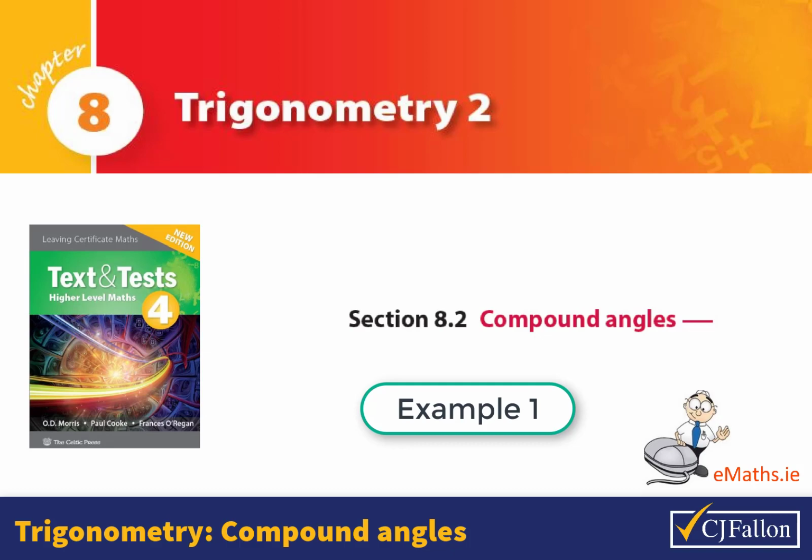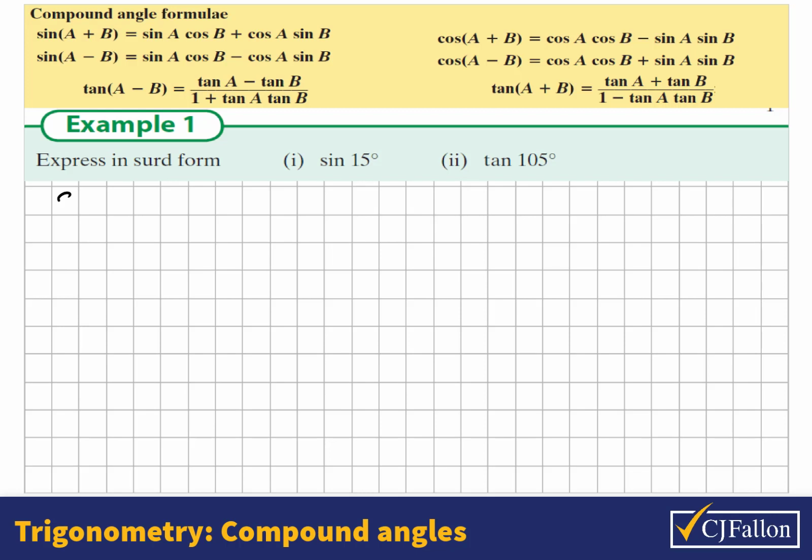Compound angles, example 1. We're asked to express in surd form sine 15 degrees. We don't know sine 15 degrees by heart, but we do know the angles 60, 30 and 45. We could write sine 15 as sine of 60 minus 45. We could do it as sine of 45 minus 30 either.